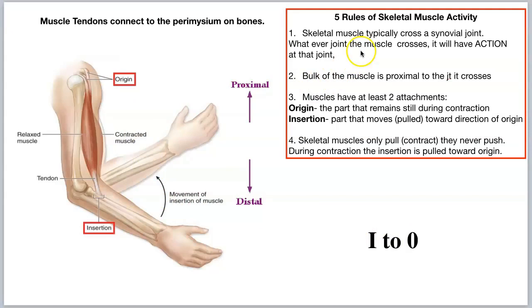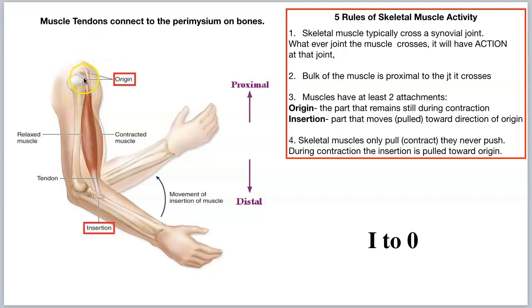And one other thing, it will have action on the joint it crosses. Some muscles cross 2 joints. If a muscle crosses 2 joints, it will have action at both the joints. And there's going to be some muscles that you will be learning that do indeed cross 2 joints, and they will have action at both those joints.